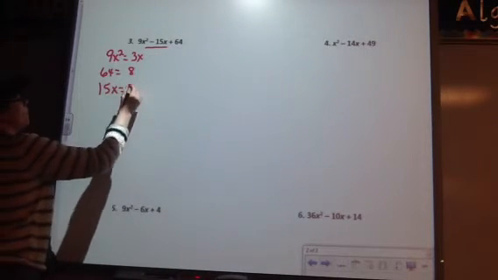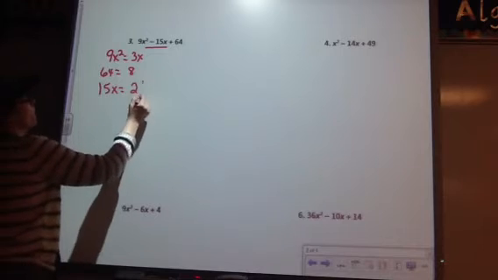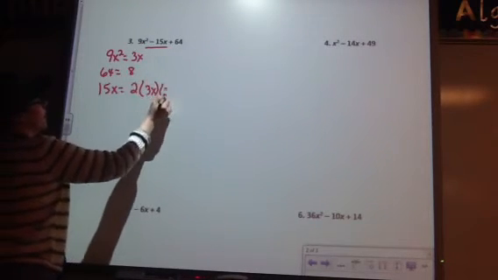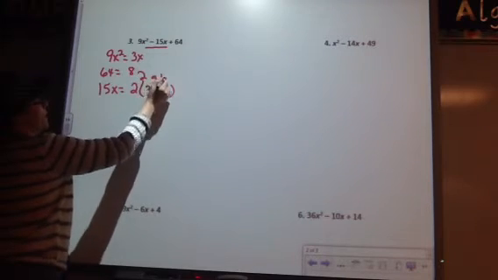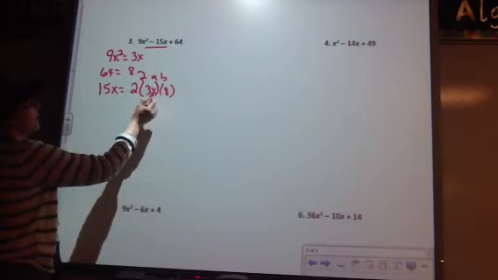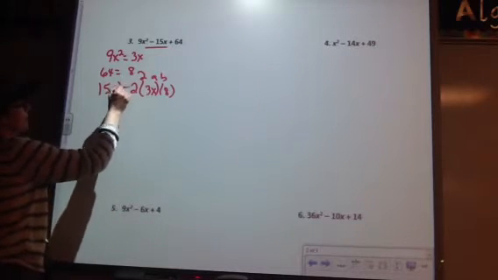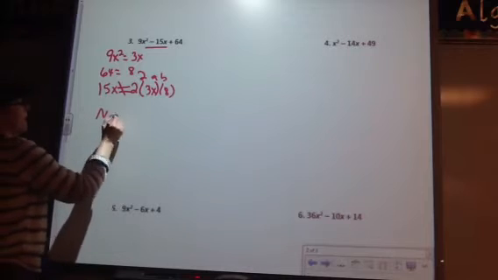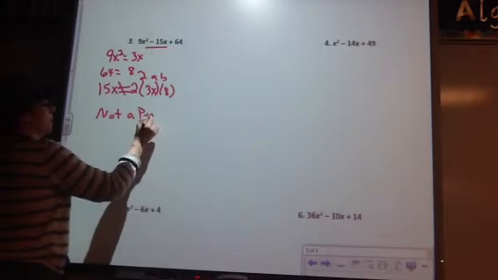15x, we need that to equal 2 times our a times our b. Remember, that's 2ab. Well, 2 times 3 is 6. 6 times 8 is not 15. Okay? Therefore, this is not a perfect square.